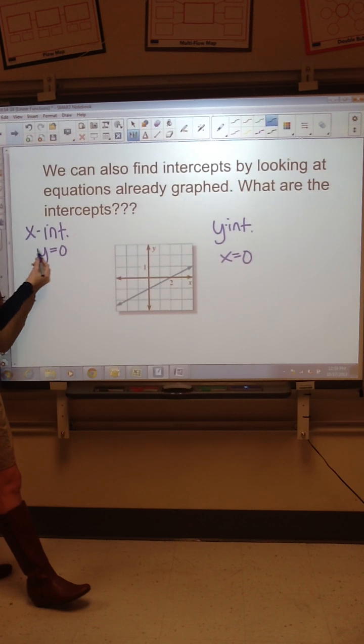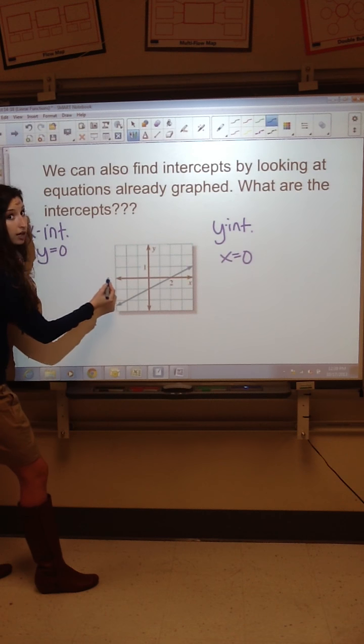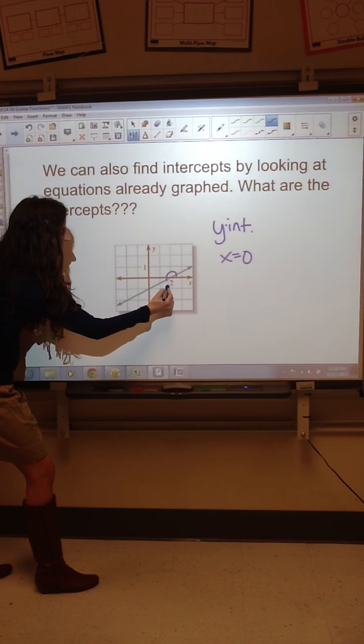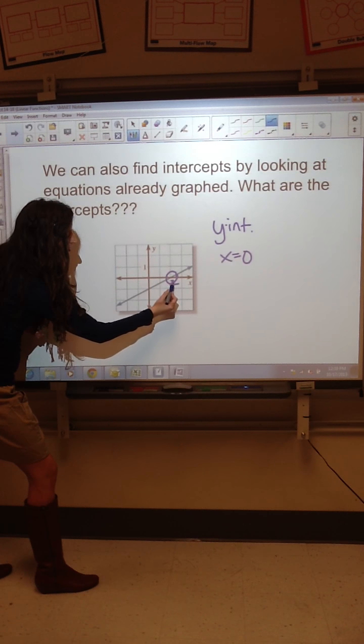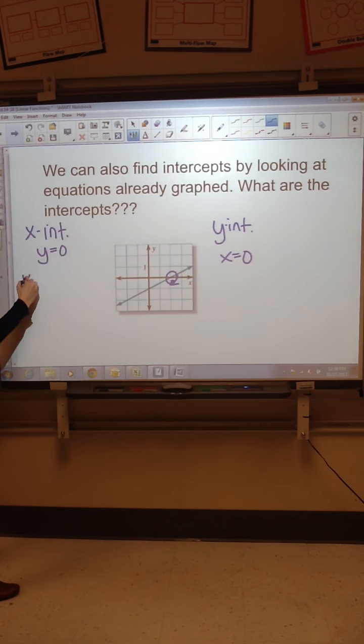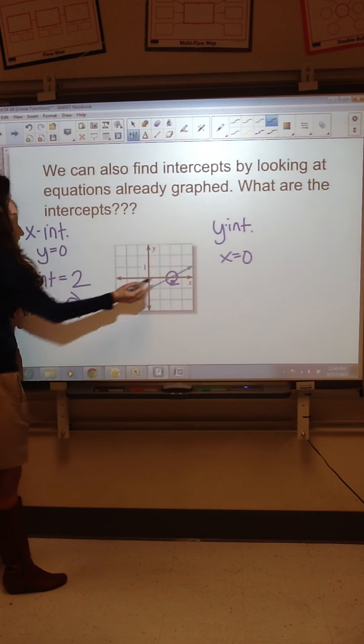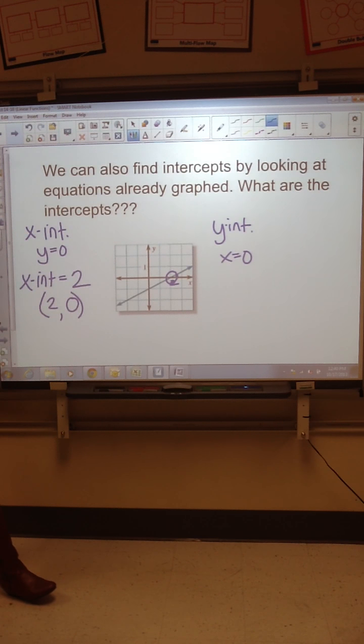So let's take a look. Where are we at on our line if we're at y is 0? We're only on the x-axis. And where does it cross the x-axis? At x equals 2. Okay, so my x-intercept equals 2. And we can write it as a coordinate point. This is my x value, so it goes first. 2 and y is 0. We're on the line. Okay, let's do the same thing for our y-intercept.